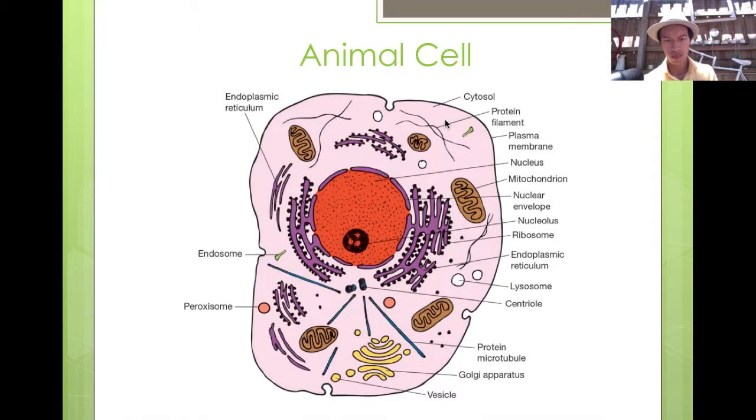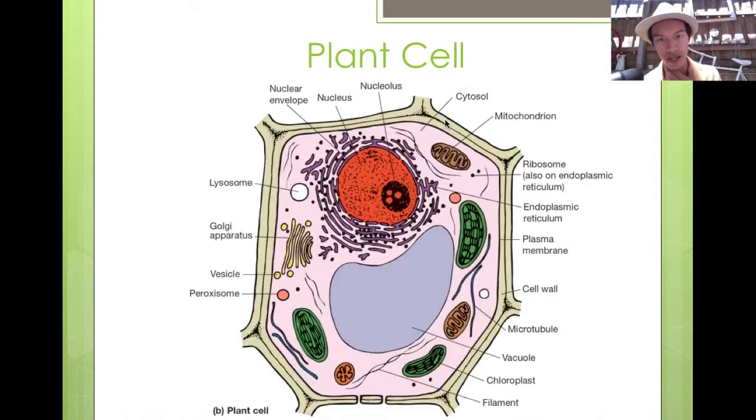Okay, here's a diagram of the plant cell. You can see there's a few differences between plant cells and animal cells. Plant cells can photosynthesize, so that's characterized by a particular organelle called the chloroplast, which is this green thing here, and that's what allows the cell to capture light and then create their own food.